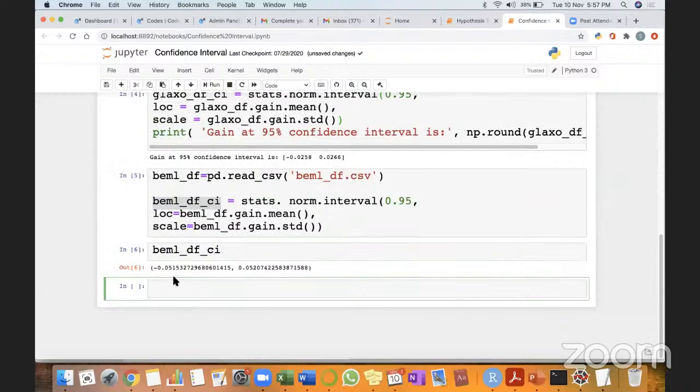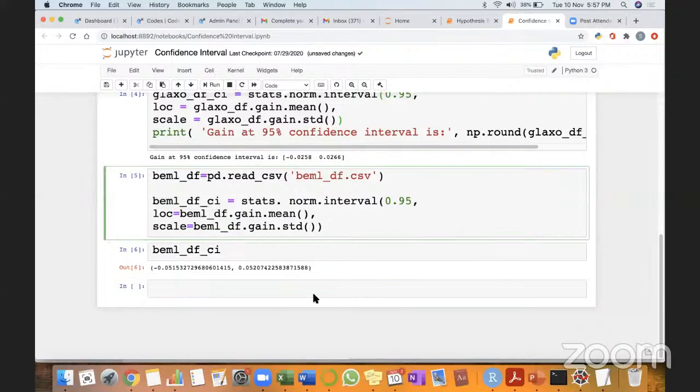Right, so this is minus 0.051 to plus 0.052, that is minus 5% to plus 5%. So BML, as we discussed yesterday, is a highly risk volatile stock, and that's what you can see here. If you take all the company data, compute the gains, and then see the average of that gain, it would lie between these two values. Okay? So that's how we can apply it to a real life problem.